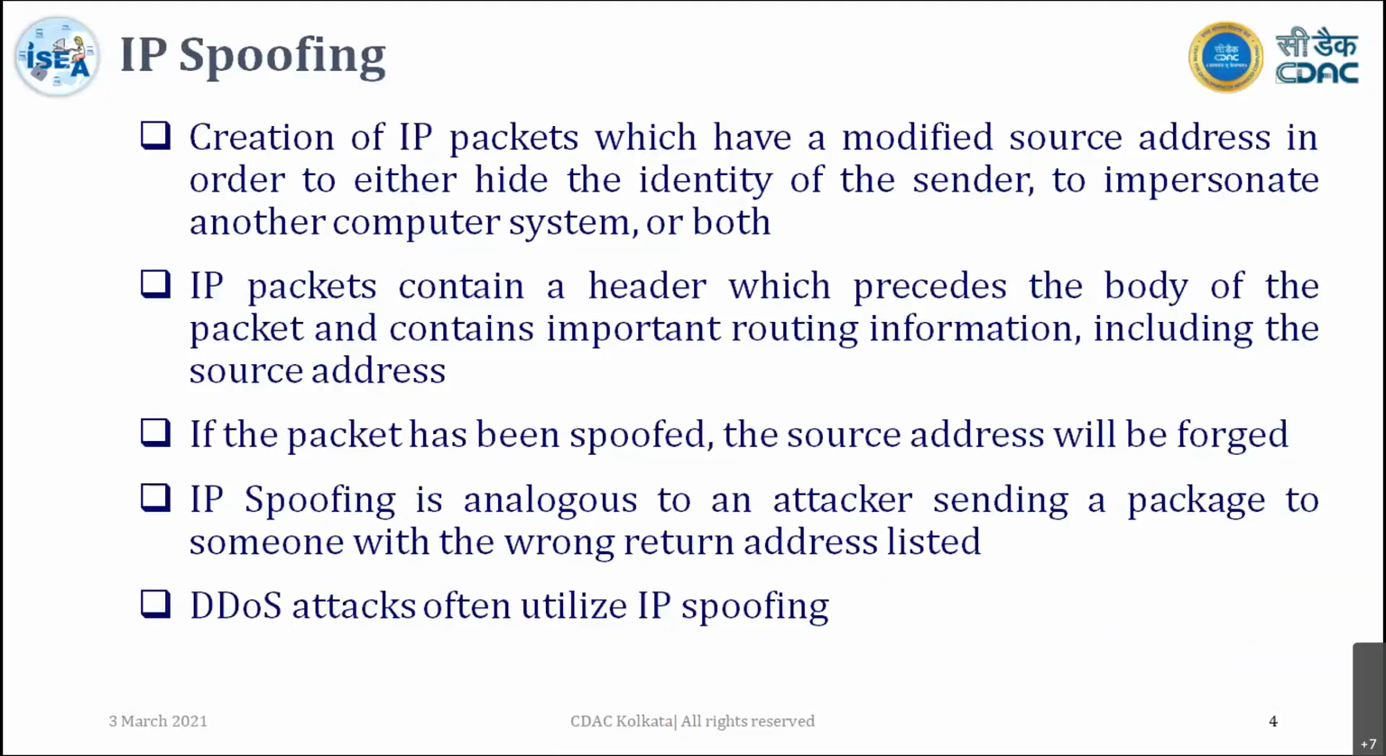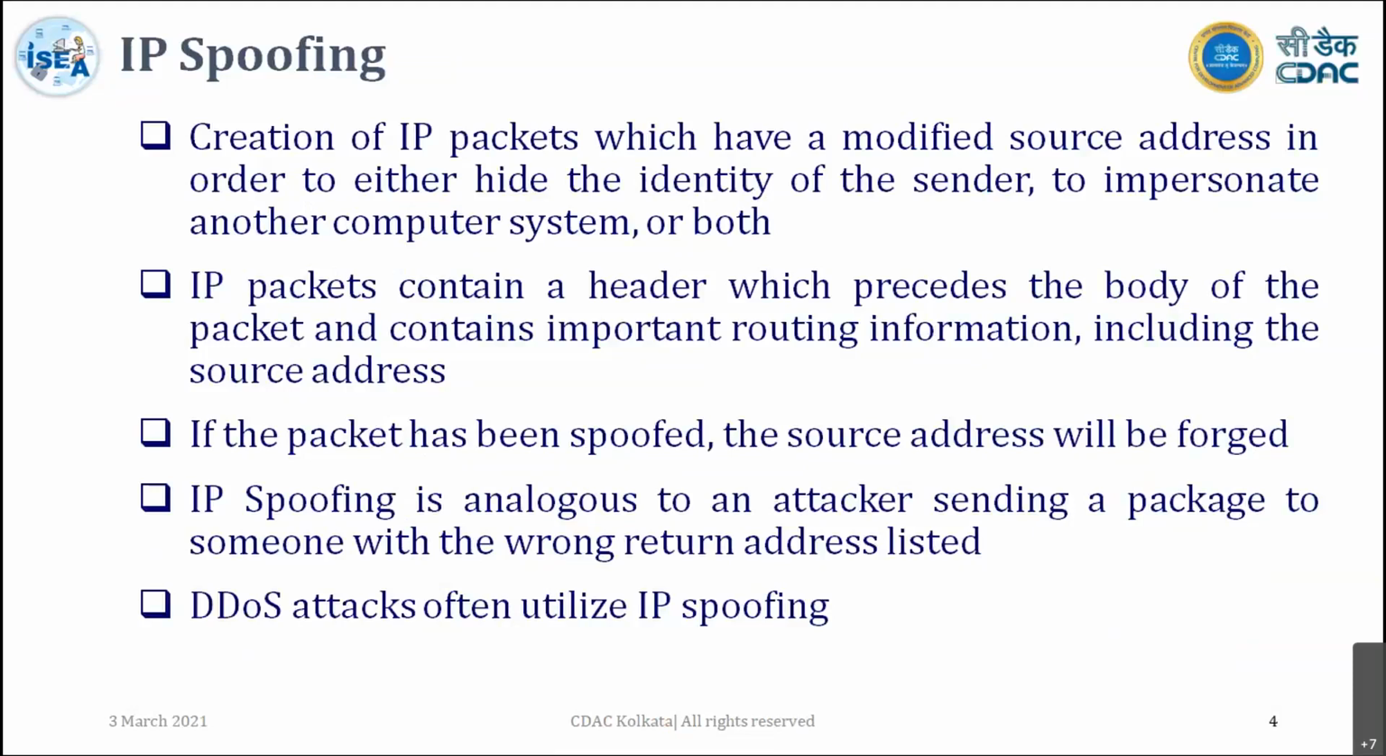Sending and receiving IP packets is the primary way in which network computers and other devices communicate, as we understand, and they constitute the basis of the modern internet. All IP packets contain a header which precedes the body of the packet and contains important routing information, which includes the source address. In a normal packet, the source IP address is the address of the sender of the packet. If the packet has been spoofed, the source address will be changed, obviously with a forged one.